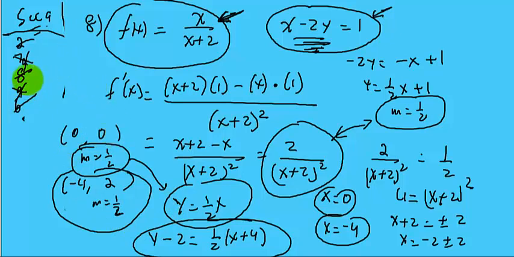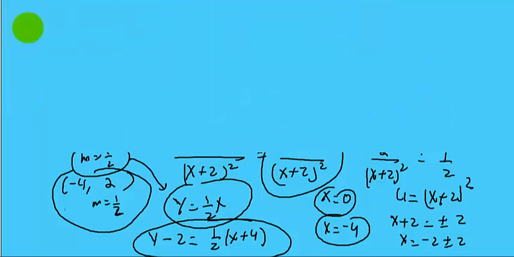Alright, last one in this section. Let's look at number 9. So number 9. f of x is equal to x times the square root of x minus 4. Okay, find the equations of any vertical and horizontal tangent lines.